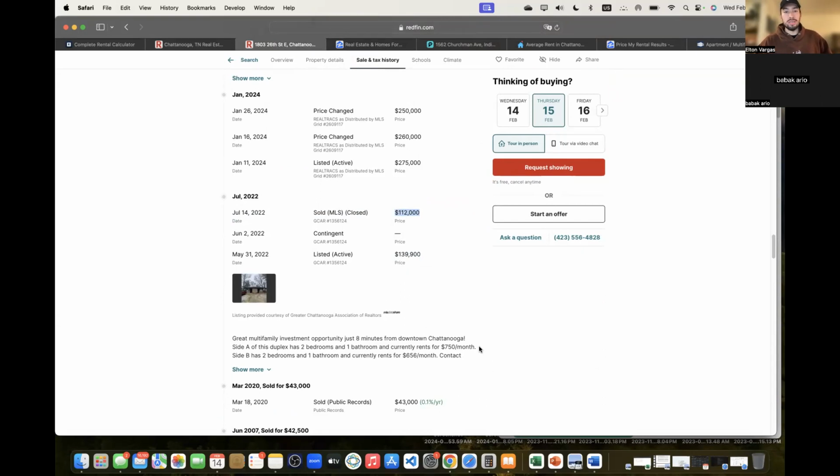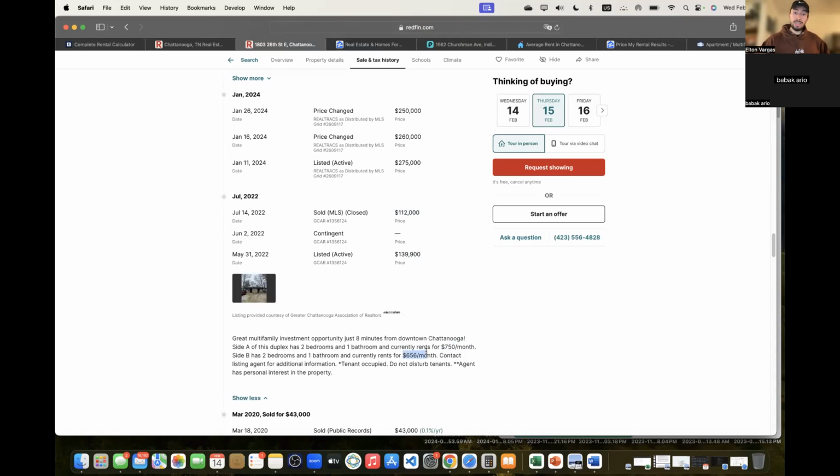So a $27,000 difference, but that's just part of the game, guys. It's always about negotiating, because back then it was being rented out for 750 and then 656, and I thought I was going to be renting it out for maybe $900 because the rent estimate was 18. So I was like, oh man, only $900. So that's the only thing.